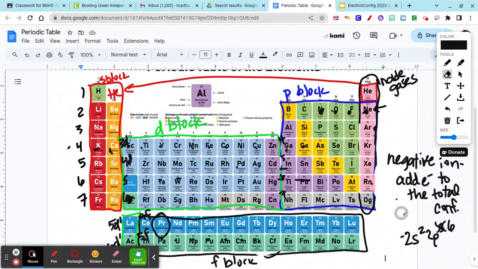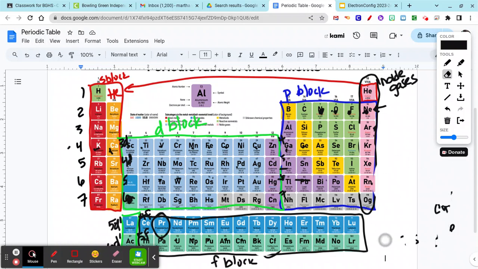Okay, now let's do one that's positive. Positive ones are a little trickier, but not too bad. Okay, so let's say we're going to do calcium 2+. Okay, so calcium 2+. So I'm going to do the shortcut for this one and to kind of show you how it works. Actually, no, I'm not.